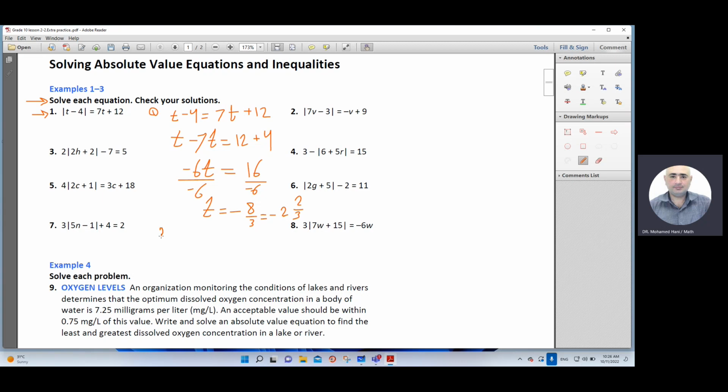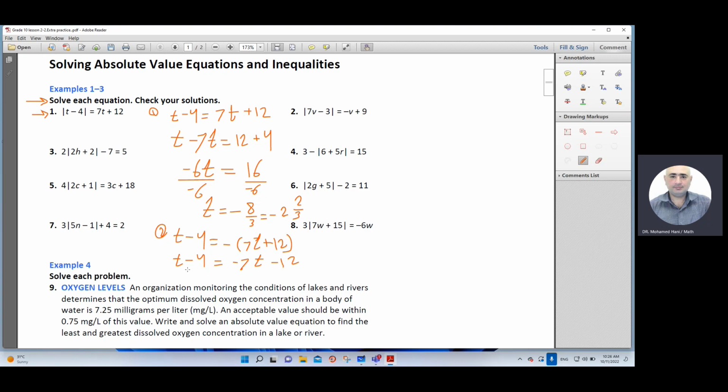The second case, take the value without absolute value, t minus 4, equals the negative, which means multiply the second side by minus. Multiply by minus 7t plus 12. So solve this equation, t minus 4 equals, distribute the negative. Negative times 7t will be negative 7t. Negative times 12 will be negative 12.